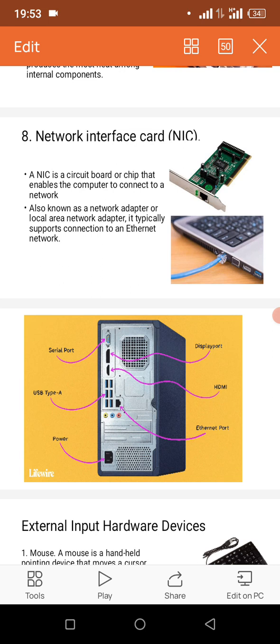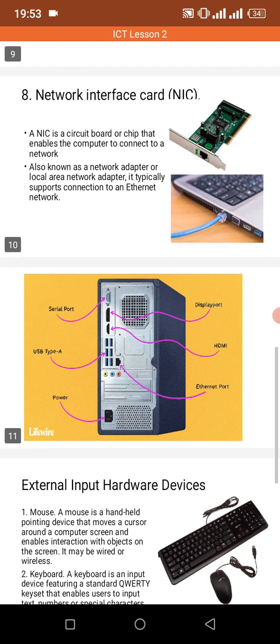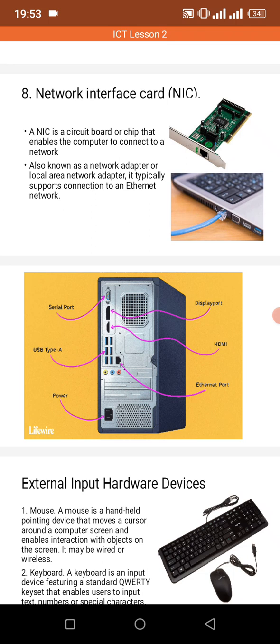So you find that sometimes you connect your PC to the internet and it's not responding. That means there's a challenge with the network system of your PC. So you need to check if that component is there or not. Okay?